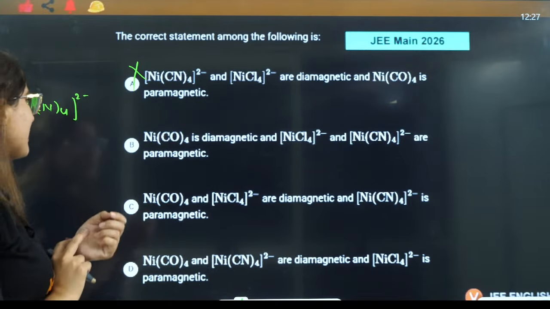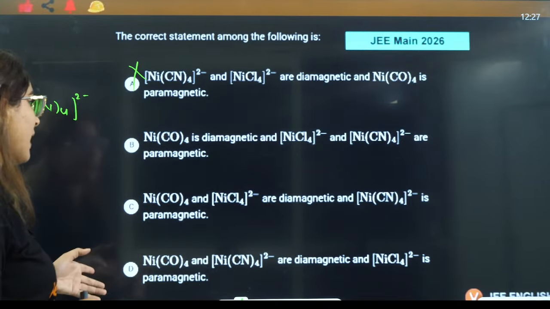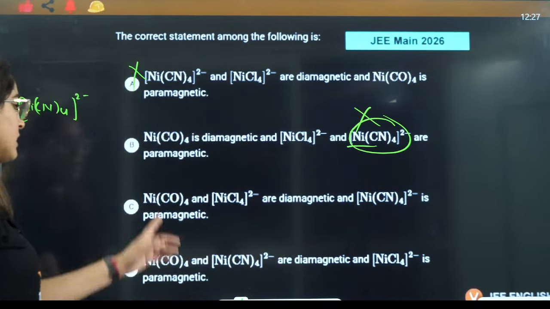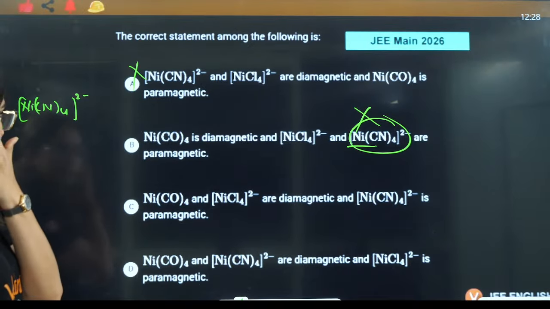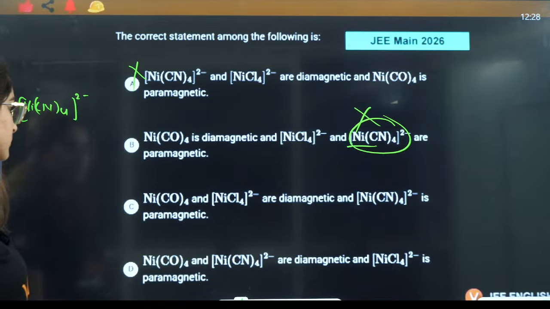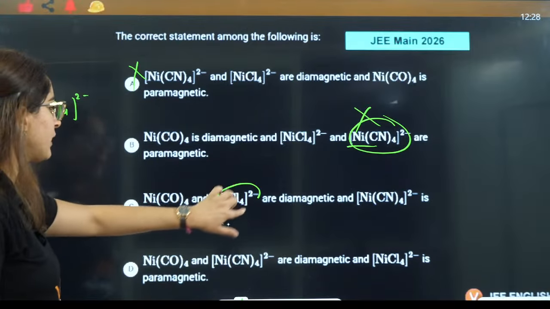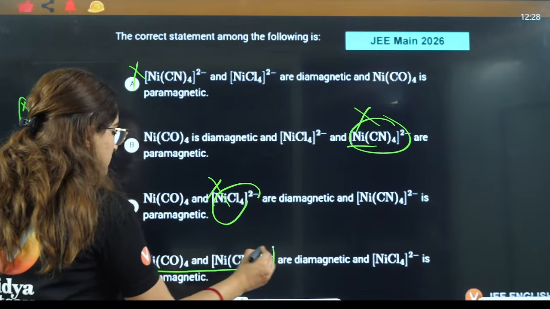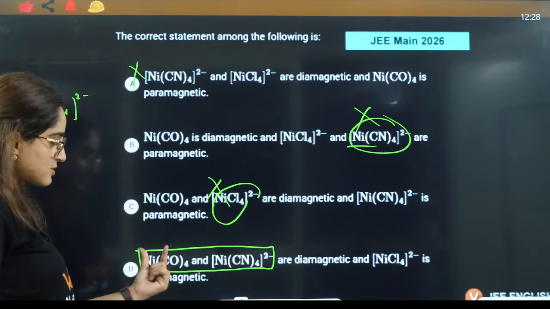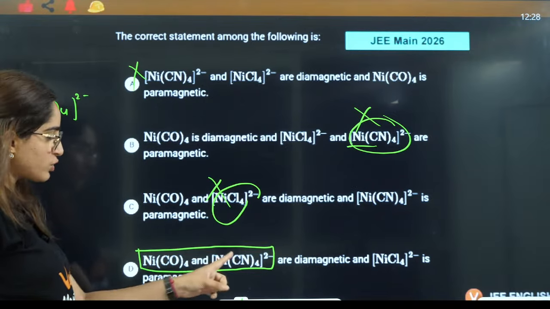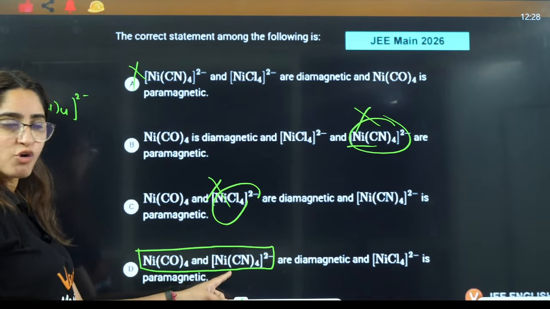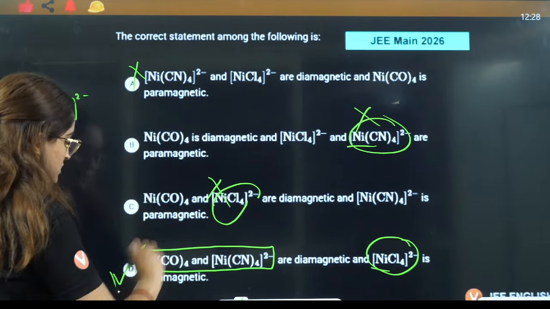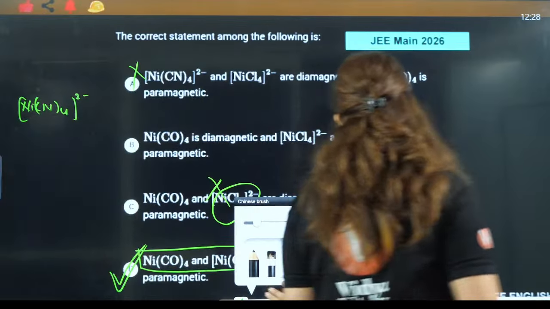So this is not correct. Ni(CO) is diamagnetic, Ni this and this are paramagnetic. No, this is also diamagnetic. This is also not correct. This and this are diamagnetic. No, this has unpaired electrons, so this is not diamagnetic. Ni(CO)4 and the other, they are diamagnetic. This is definitely diamagnetic. No unpaired electron was there. This also all pairing happened, so this is also diamagnetic. This is not diamagnetic. This is para. So answer will be D is the correct answer here.